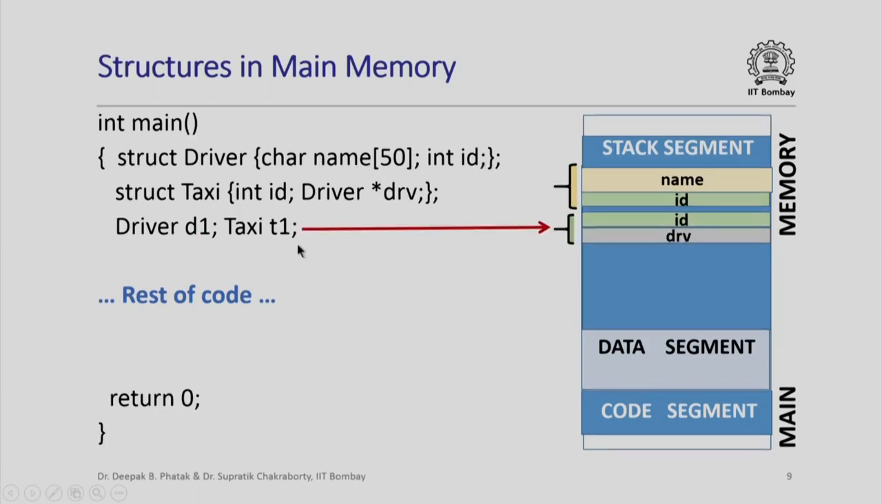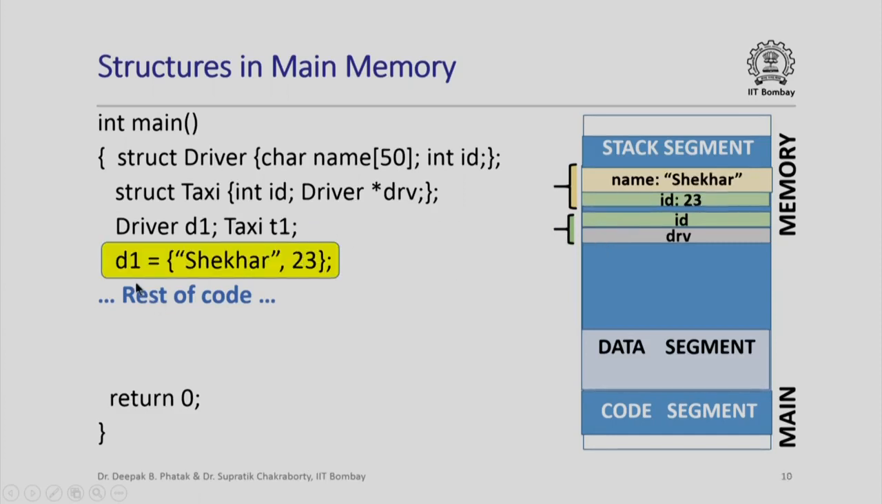Similarly, the variable T1 will have space for it allocated in the stack segment because it is a local variable of main, and in this space there will be space for the member ID and there will also be space for the member DRV. Note that DRV being a pointer, we need only 4 bytes for storing the value of DRV. So the space required for storing the value of DRV is the same as the space required for storing the value of ID. This is an integer, the other is a pointer.